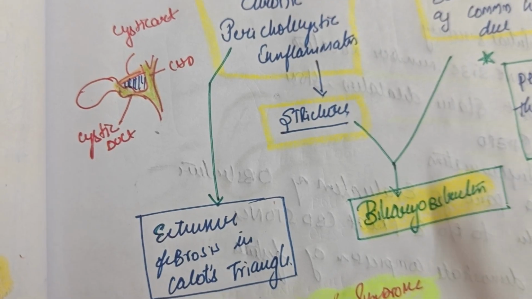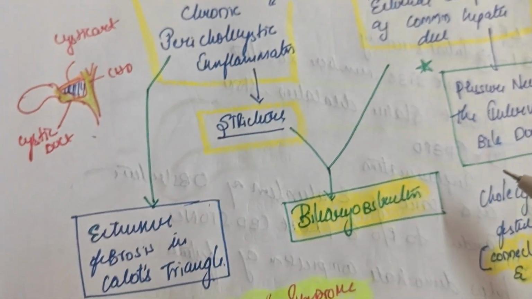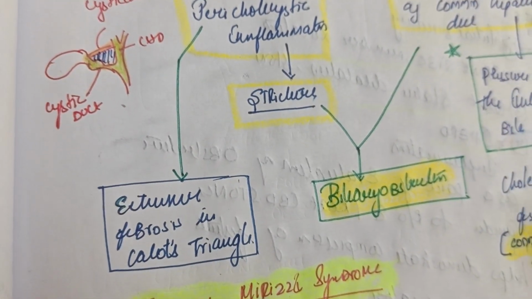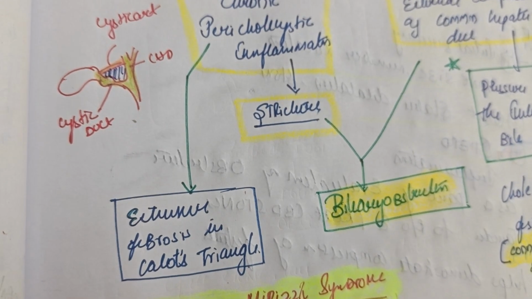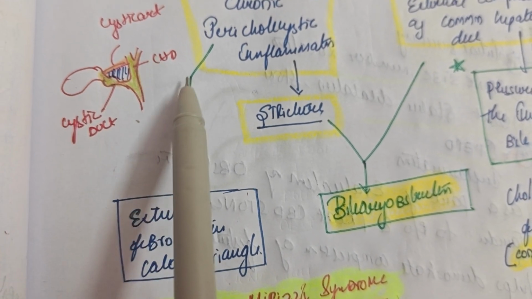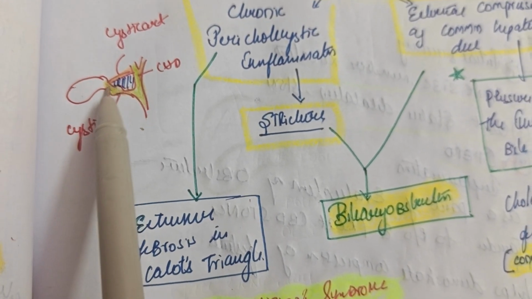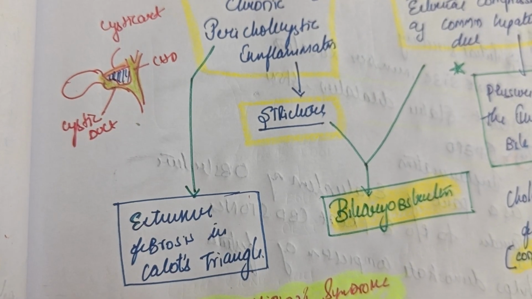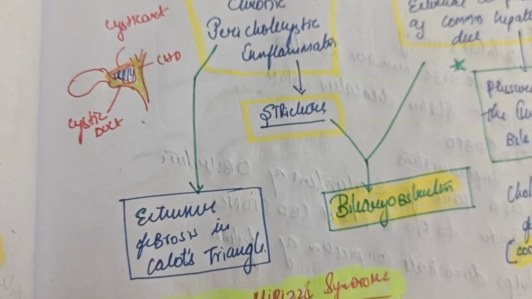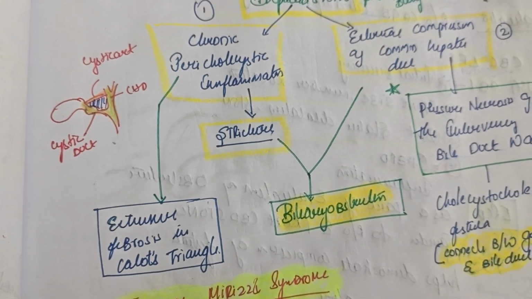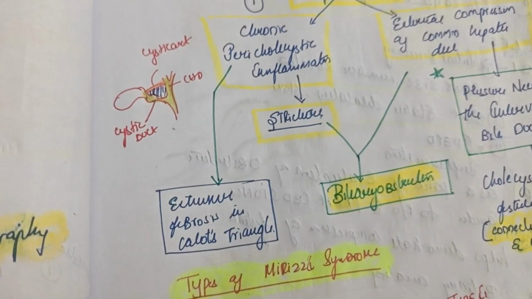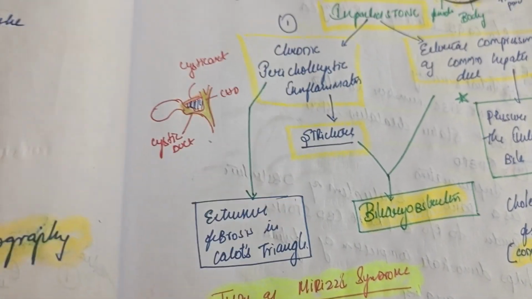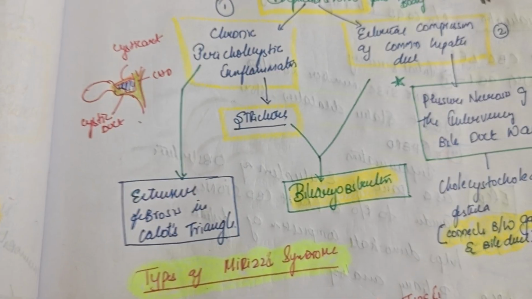This pericholecystic inflammation can also cause a stricture here, or it can cause a stricture at the biliary apparatus. So in chronic pericholecystic inflammation, the patient can have extensive fibrosis in Calot's triangle, and the patient can have a stricture here.